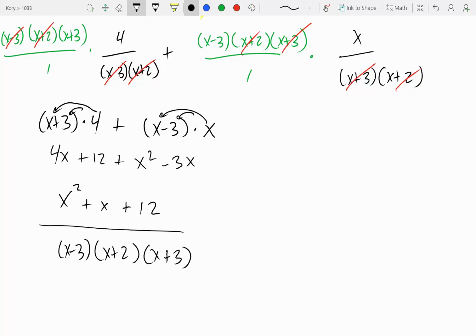Now let's see if we can factor out that numerator. So since they're the same signs, we're going to be adding. Let's list the factors of 12. We have 1 times 12, 2 times 6, and 3 times 4. Since they're both the same signs, there are no two numbers that add up to 1. If they were different signs, we could, but since they're the same, you leave it as is. So our final answer is x squared plus x plus 12 over (x minus 3)(x plus 2)(x plus 3).